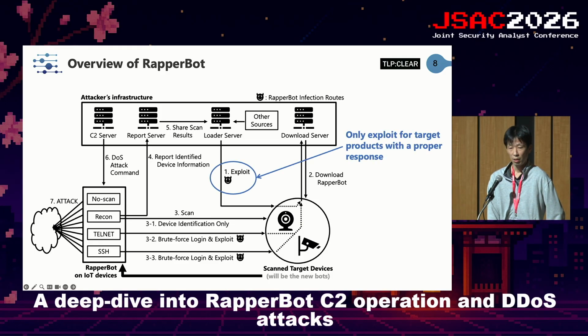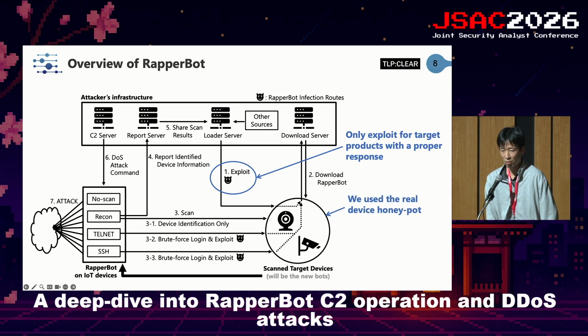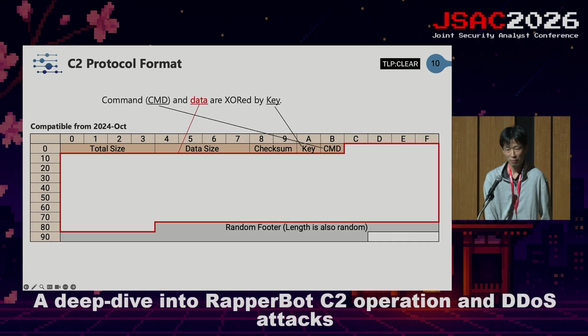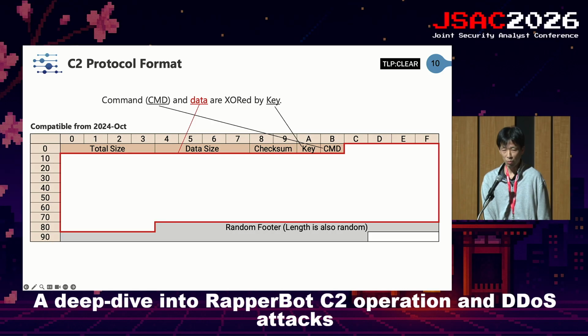This exploit portion, the target devices are predetermined. That is, without any device-specific responses, the exploit will not be executed. Therefore, we set up an actual physical honeypot with the same device so that timely acquisition of the updated malware becomes possible. First, this is the format of the C2 protocol.